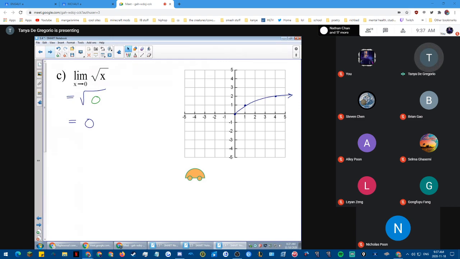The answer is no. And the reason is, there's no left side. I've got nothing here to approach it. It's not approaching anything from the left. It's only approaching from the right. This limit does not exist. So this is misleading.